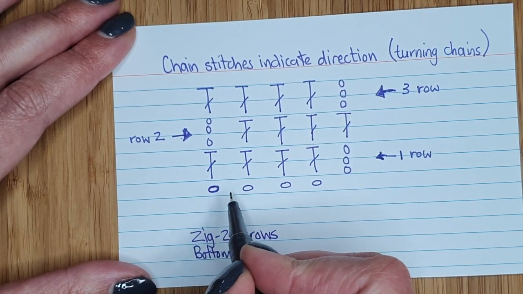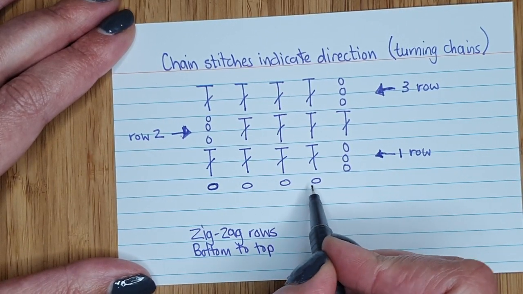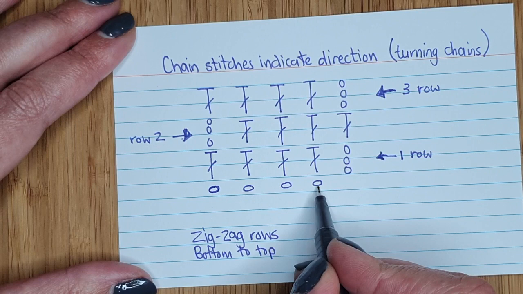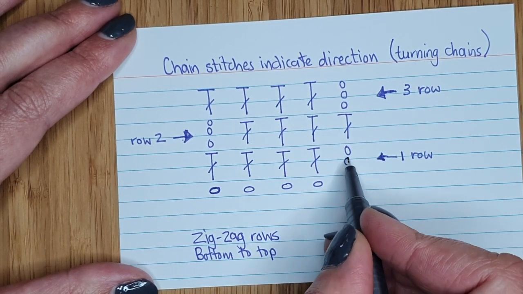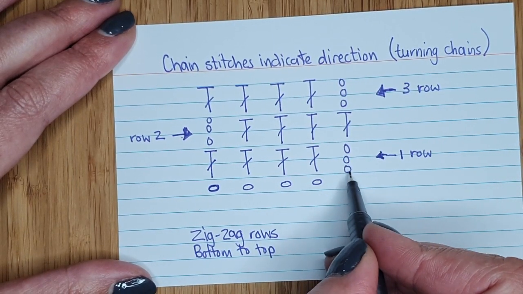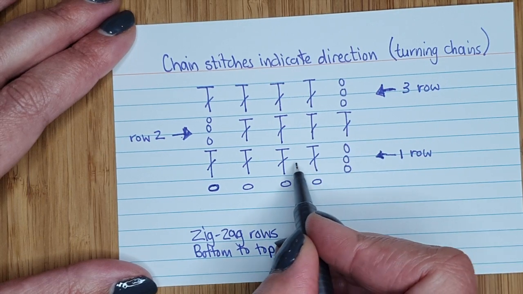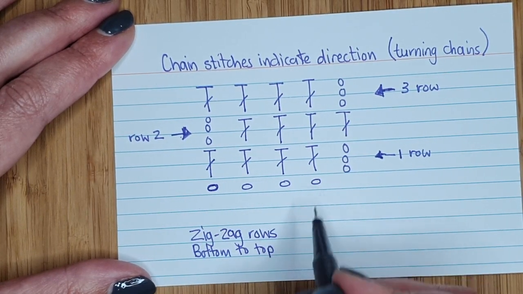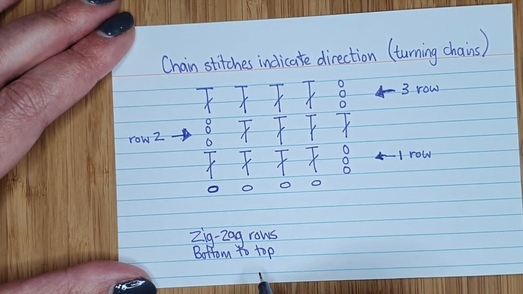So you know you have to start with chain foundation. There are your 4 chain stitches, and then you have to chain 3 stitches for your turning chain, and then you start making your double crochets into those chain stitches at the bottom.